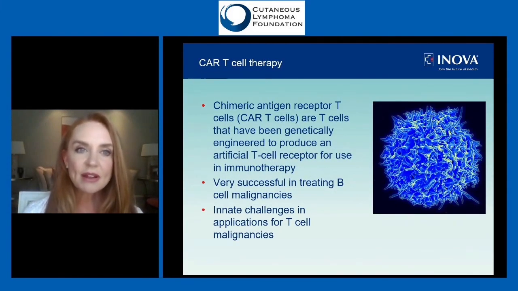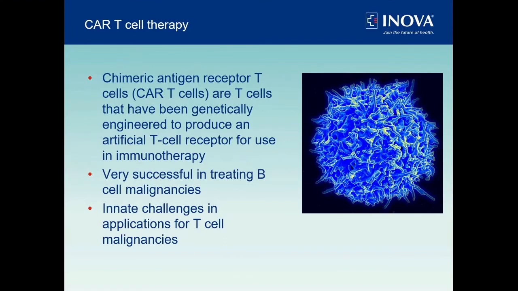The last form of therapy that I'll discuss today is called CAR T-cell therapy. This refers to chimeric antigen receptor T-cells, which are T-cells that have been genetically engineered to produce an artificial T-cell receptor for use in immunotherapy. These have been shown to be incredibly successful in treating B-cell hematologic malignancies, but there are, similar to using immune checkpoint inhibitors, some innate challenges when we try to apply this type of therapy to a T-cell malignancy.